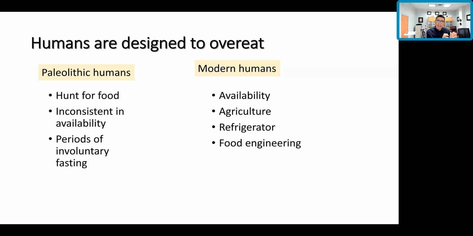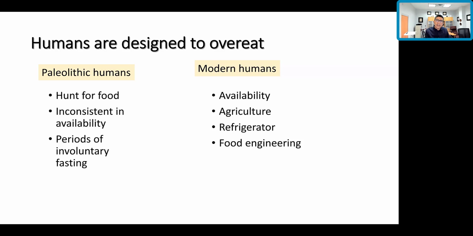And the way I define that is that humans are designed to overeat. The Paleolithic humans before us, before modern humans, had to hunt for food. Food was not consistently available, so they went through periods of involuntary fasting on a regular basis. And in order to protect us from famine, our biology is designed to overeat when food is available. What was helpful to us in the Paleolithic times is hurting us, because modern humans have mastered agriculture. There is availability of food. There's a refrigerator in your home. So your Paleolithic instincts, your human instincts, have not evolved to deal with this food availability. And that's the reason why overeating and obesity is so common.